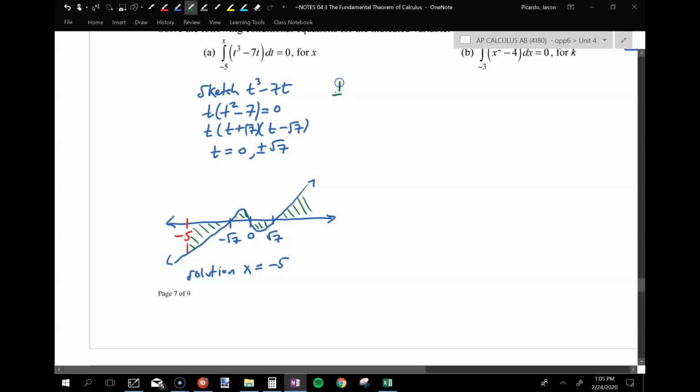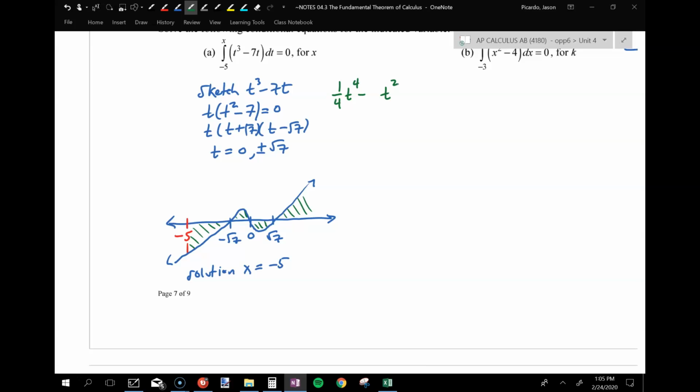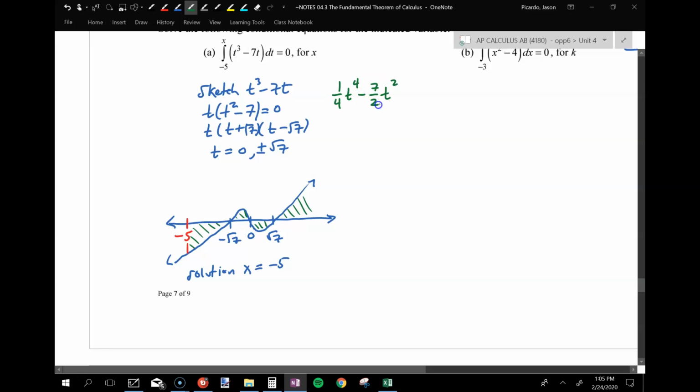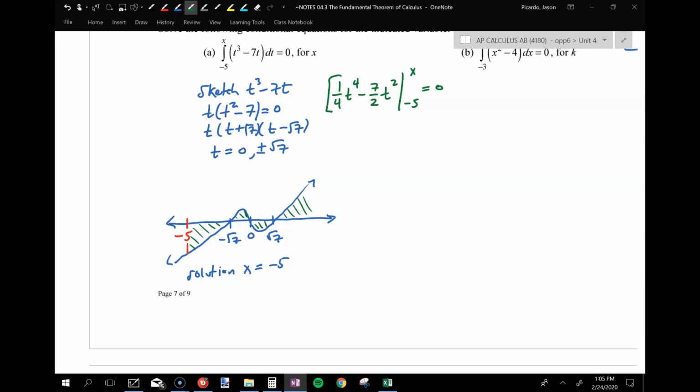So it's going to be 1/4 of t to the 4th minus something t squared. What am I going to put in front of this to get a 7? 7/2, absolutely. And I'm going to evaluate this from x to -5, right? What do I want this to equal? I want it to equal 0, right? So if I plug it, go ahead. Well, exactly, but I'm not dividing here because I don't care.